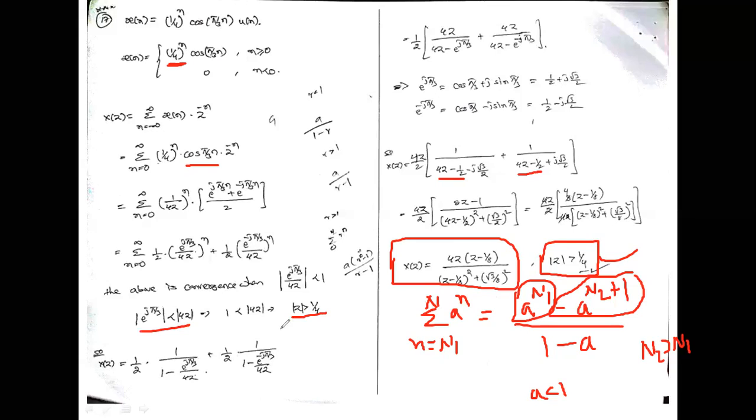It is less than. e^(jπ/3) is less than 4z, and z is greater than whatever the simplified function gives. So we take only z greater than 1/4 as the ROC for the given function (1/4)^n cos(πn/3). Got it, my dear students?